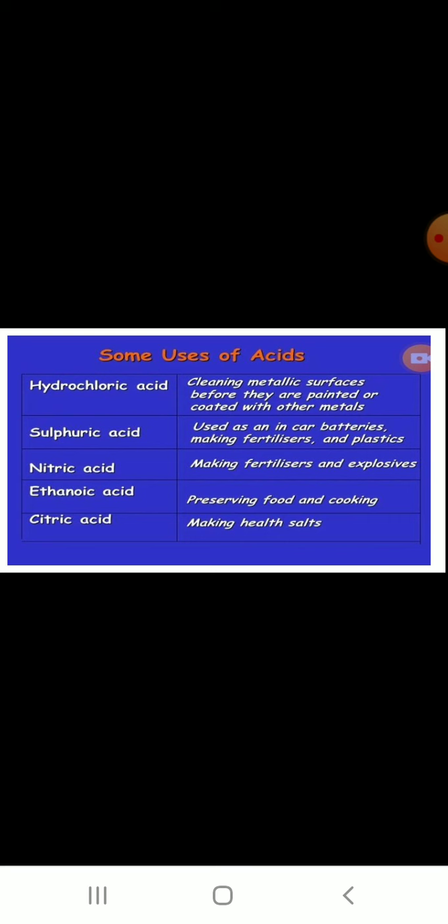Sulfuric acid is also called the king of chemicals. Third one, nitric acid.